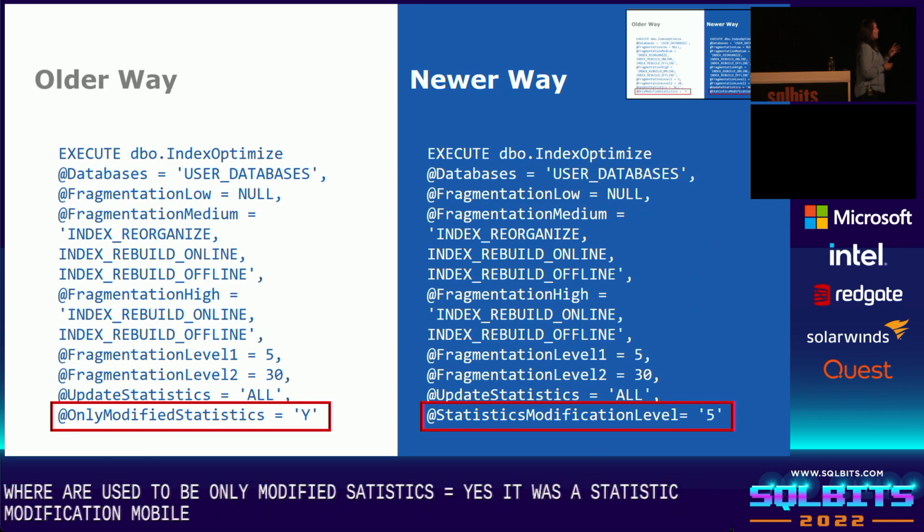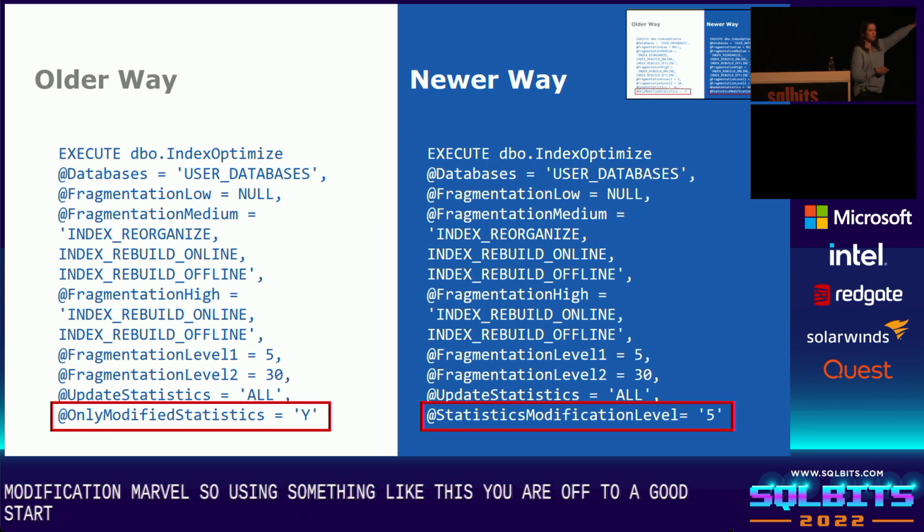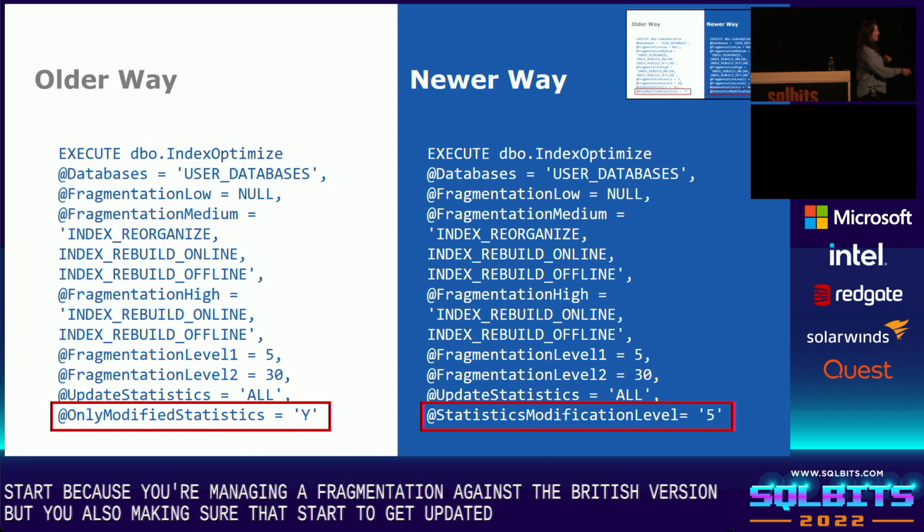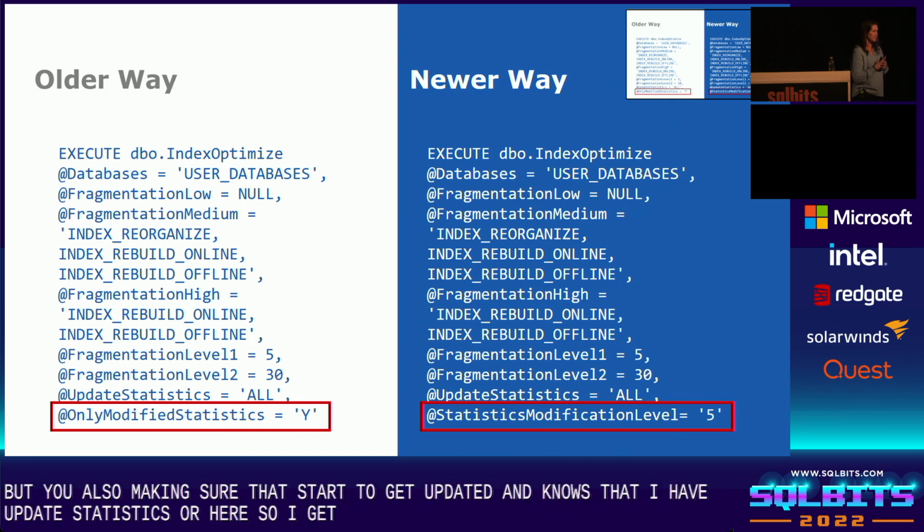So if you're using something like this, you're off to a good start, right? Because you're managing your fragmentation, again, separate discussion, but you're also making sure that stats get updated. And notice that I have @UpdateStatistics ALL here. So we're getting column and index level stats.